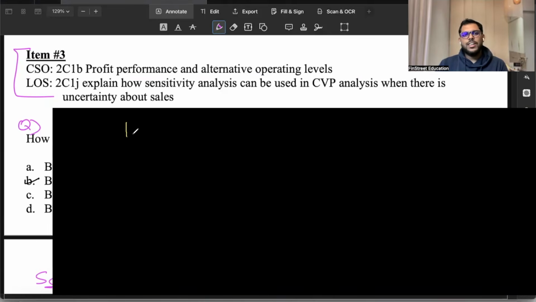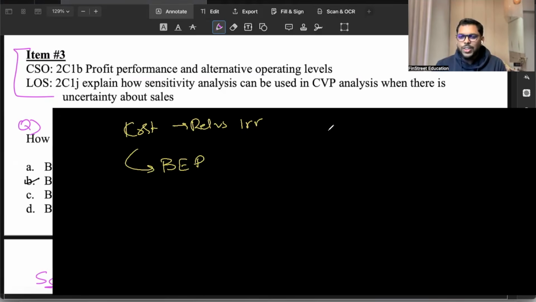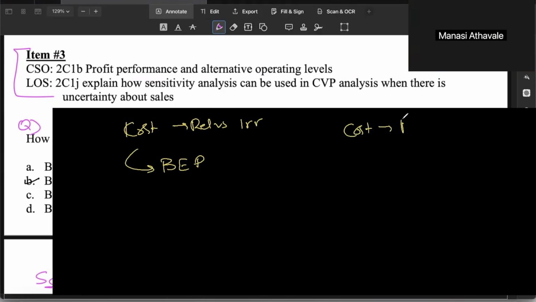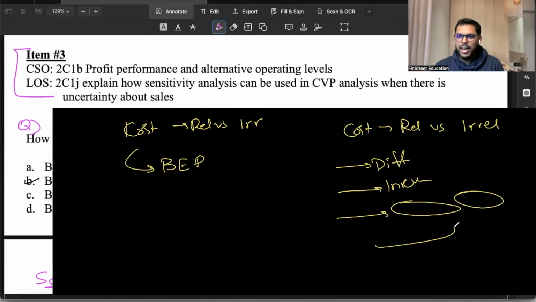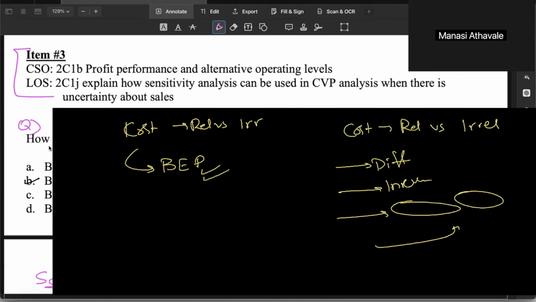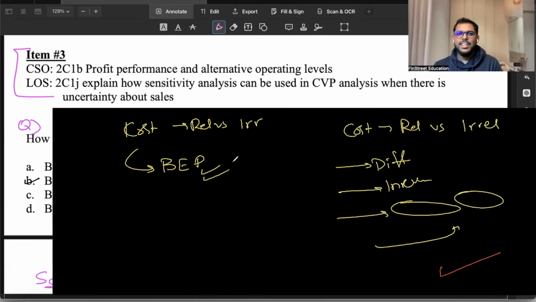Do you consider cost to be relevant or irrelevant when you are calculating break-even point analysis, or do you consider cost to be relevant versus irrelevant when we are doing, let's say, differential analysis, incremental analysis, all sorts of comparative analysis? यहाँ पे consider होता है या यहाँ पर consider होता है? In second case. Exactly. ये relevant versus irrelevant का scope हम लाते ही नहीं है.